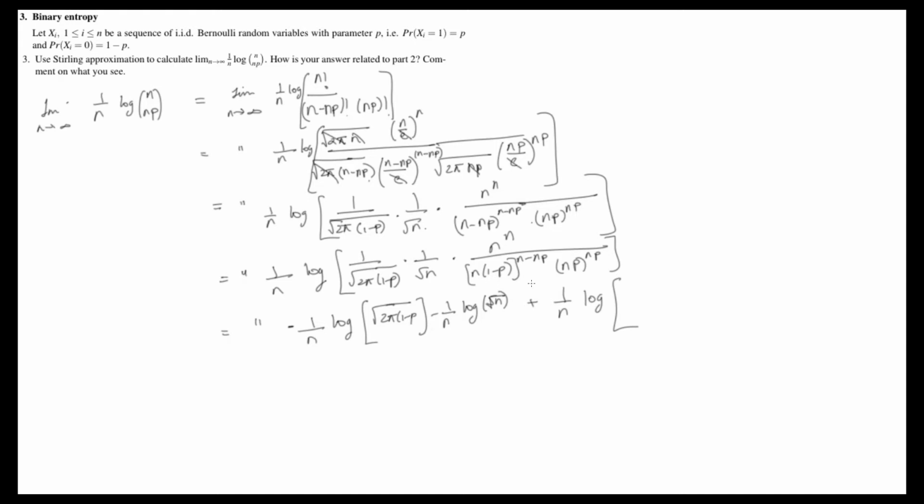Right, okay, so now how do we break this up a little further? Let's just pull the n completely out. If we pull the n completely out, we get n to the n divided by n to the n minus np, and if we pull the n out from here, we get n to the np, times 1 minus p to the n times 1 minus p times p to the np. That's what we get. Now this term here, n to the n and n to the n minus np times n to the np, these get cancelled because they're both equal to n to the n.